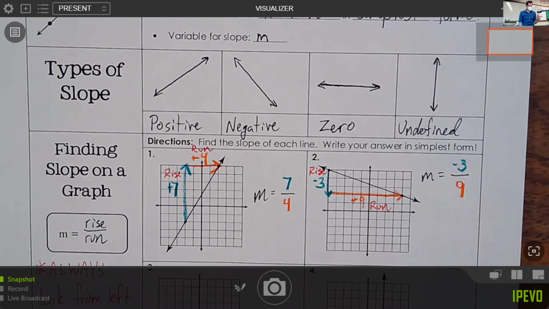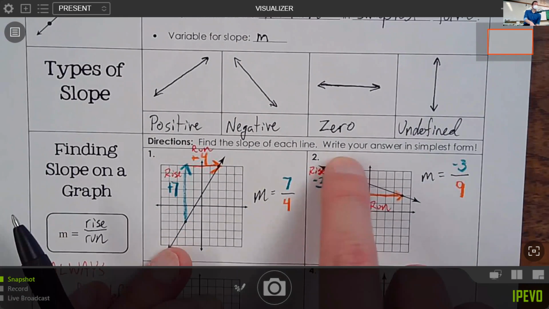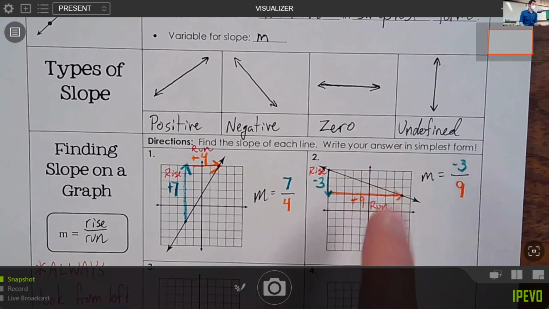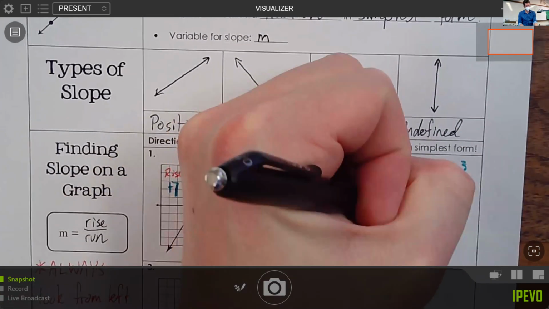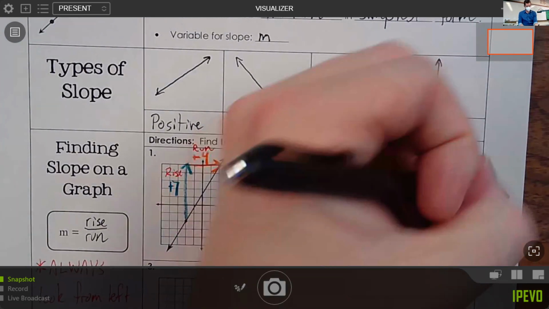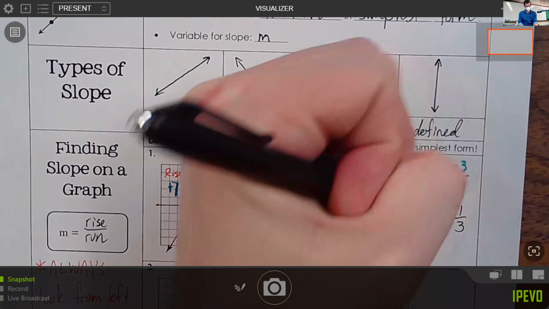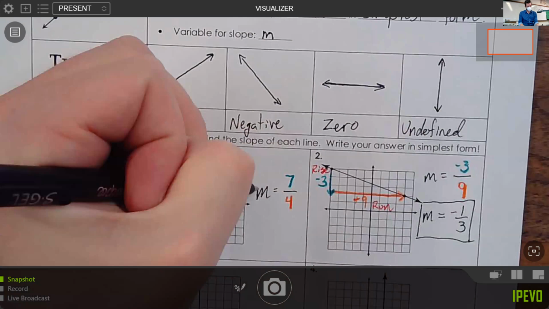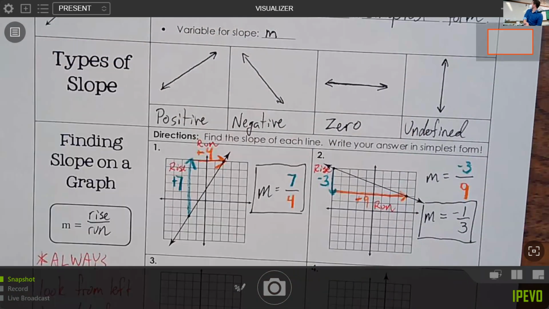And I want to go ahead and remind everybody real quick, the directions say to write your answer in simplest form, which means if you can reduce the fraction, and since I'm pointing this out, chances are you can reduce this fraction. Negative 3/9, what's that going to end up simplifying to equal? Negative 1, positive 3, negative 1/3. Good. So our slope ends up equaling negative 1/3.